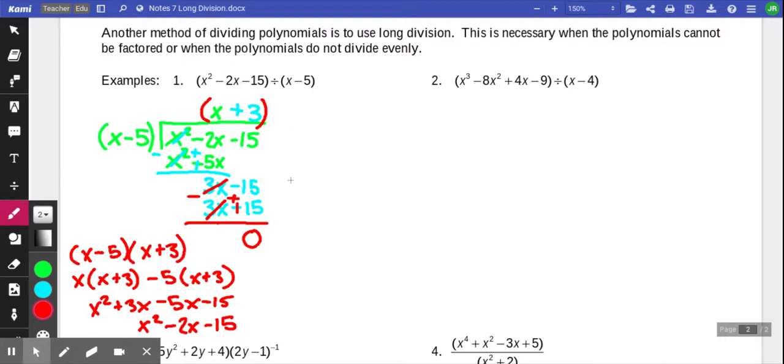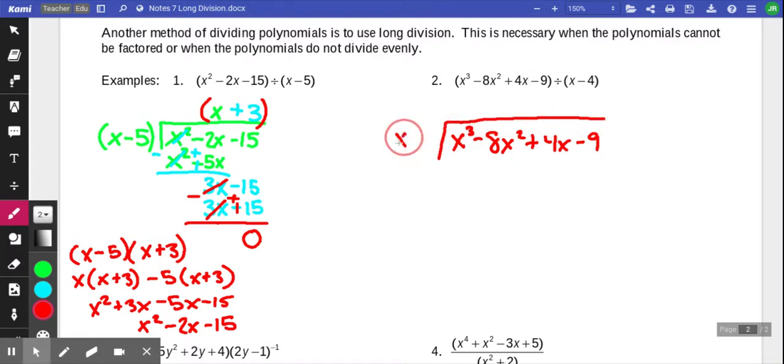But sometimes we're not always going to have that remainder of 0, which means it wouldn't have been factorable, and that would have meant that long division would have been necessary. So let's take a look at another example. Here I have x to the third minus 8x squared plus 4x minus 9, and I am dividing that by x minus 4.